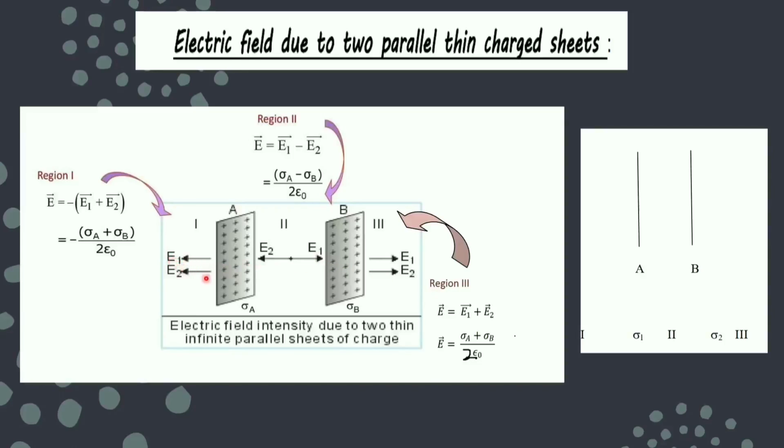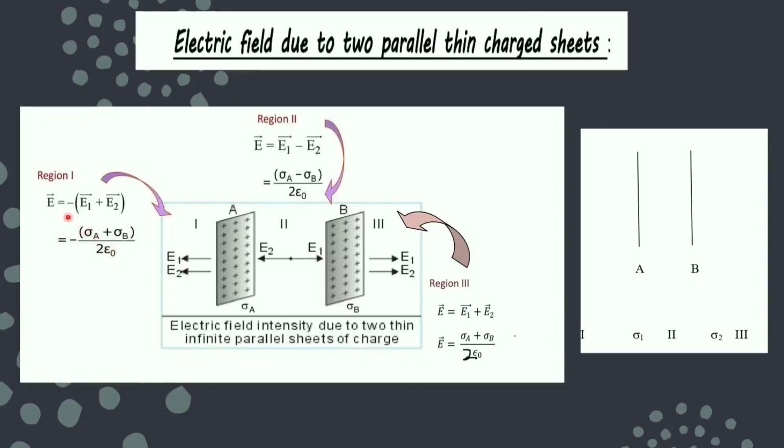So the direction should be clear for the electric field because of both the sheets. Now if directions are clear, then you can see in the first region, the direction of E1 and E2 both are coming the same, that is towards left. So the values are E1 is sigma A upon 2 epsilon naught, E2 is sigma B upon 2 epsilon naught.